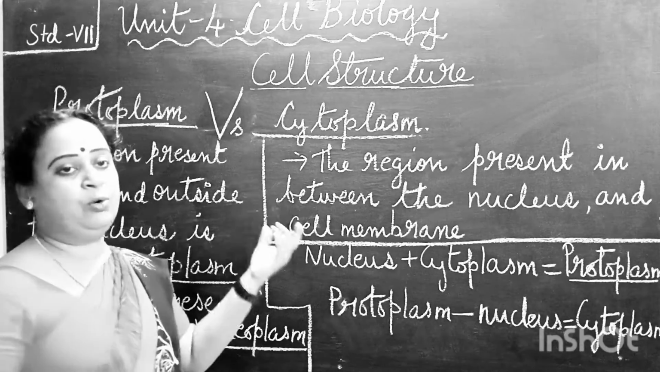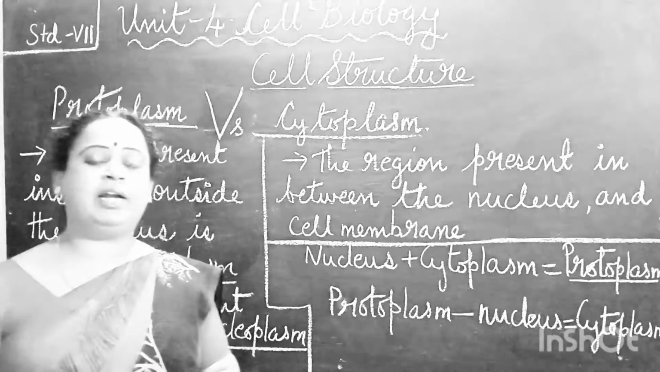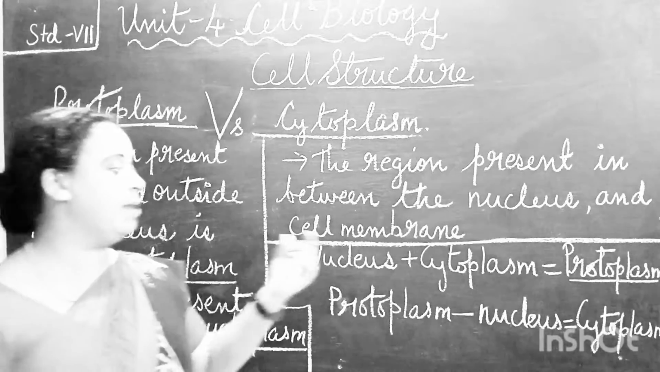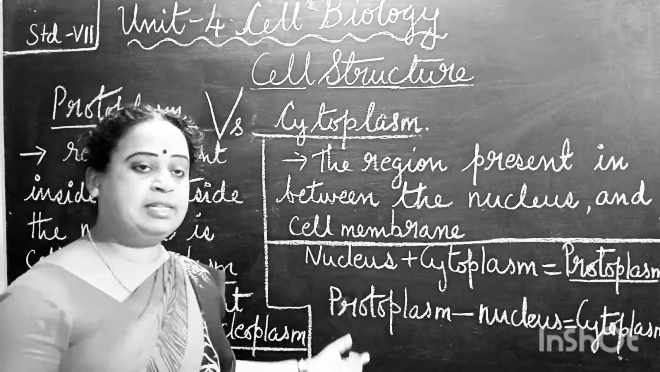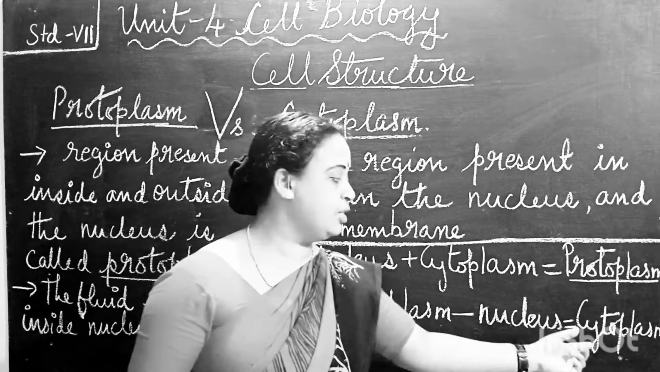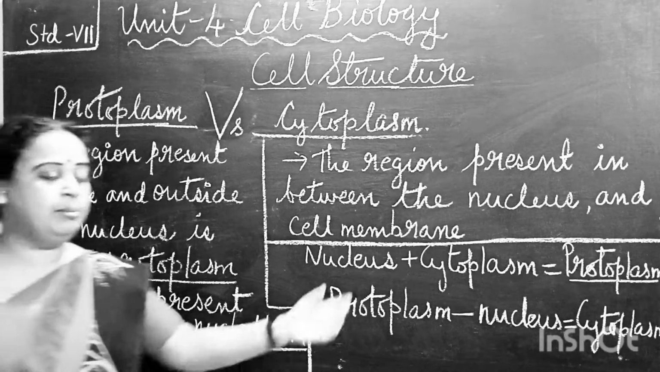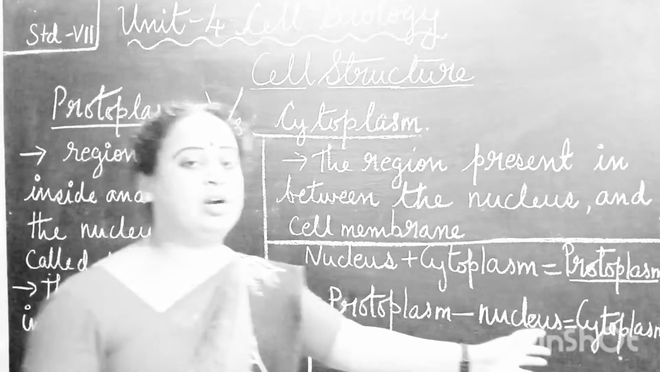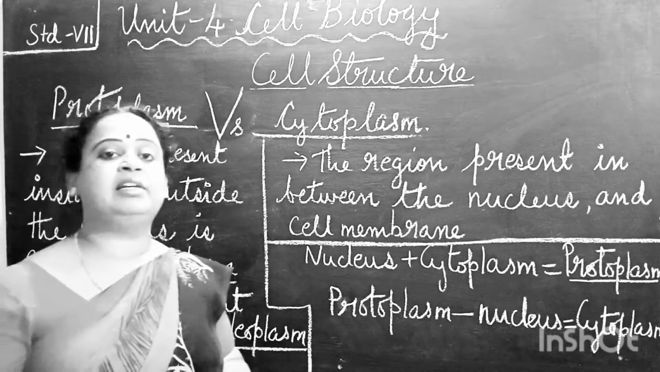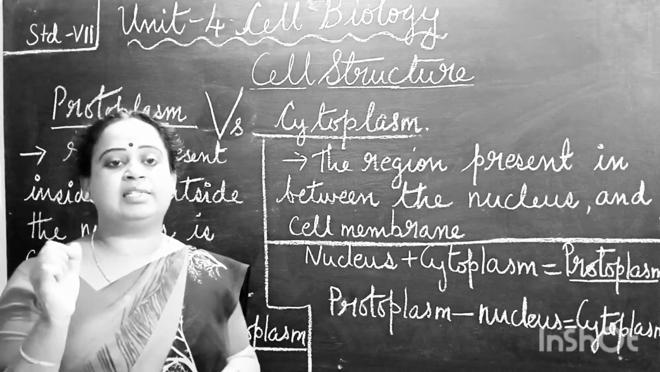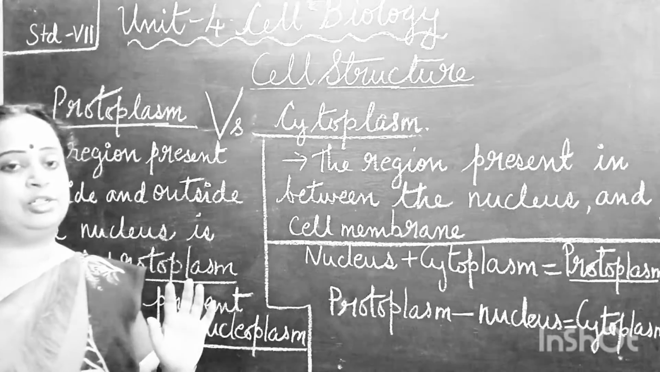Now when we know cytoplasm, we have already seen that the region present in between the nucleus and the cell membrane is called cytoplasm. So protoplasm minus nucleus is called cytoplasm. So what is cytoplasm? Protoplasm minus nucleus is called cytoplasm. Cytoplasm is the region which is present in between the nucleus and the cell membrane. That particular region is called cytoplasm.